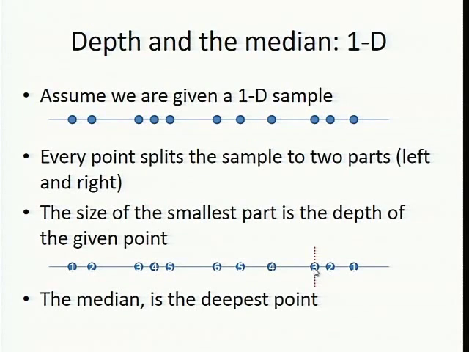So for example, this point has depth 3 because on this side there are only 3 points, whereas this point has depth 1 because if I split the space, only this point is on this side. Now, given this definition, this point is the deepest point and it is the median, right? Once we define the median via a depth function, we can now move to multivariate cases.